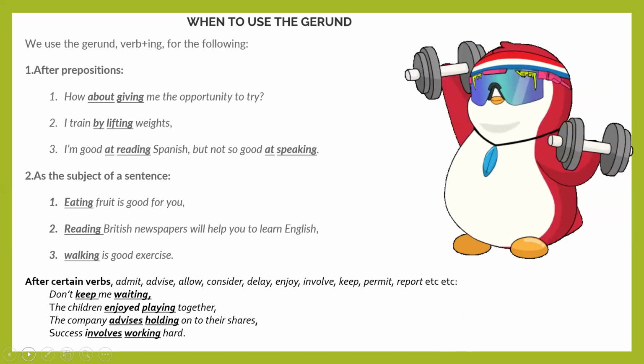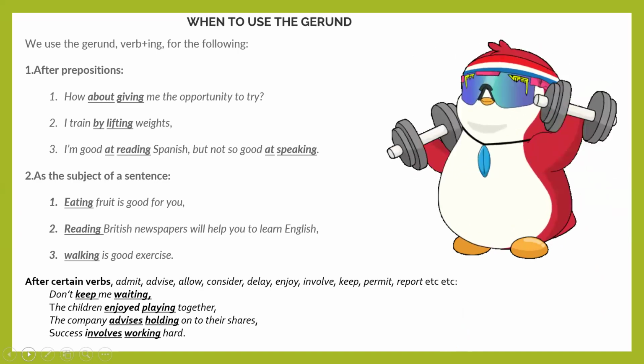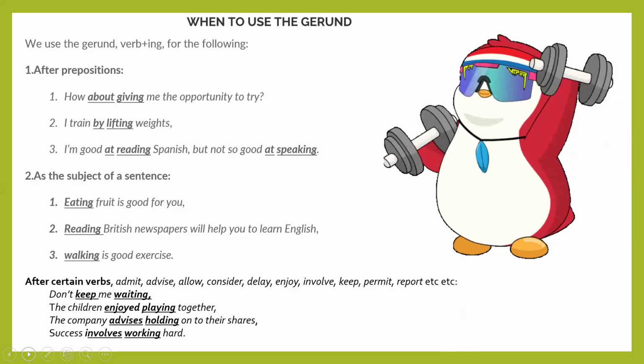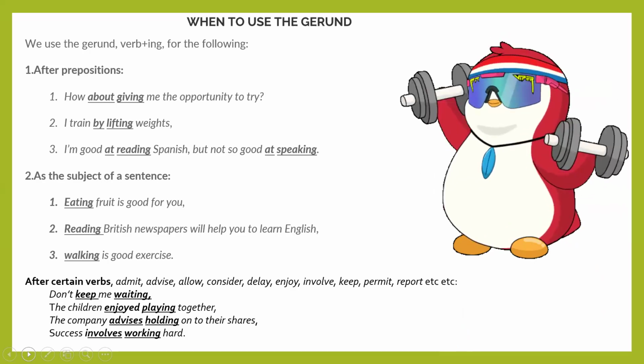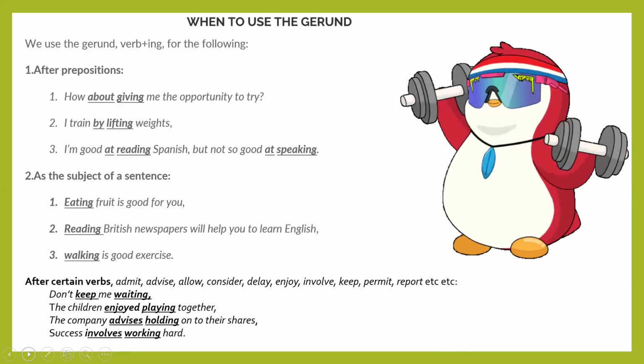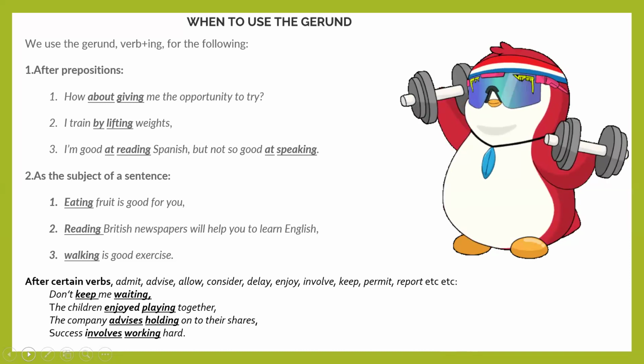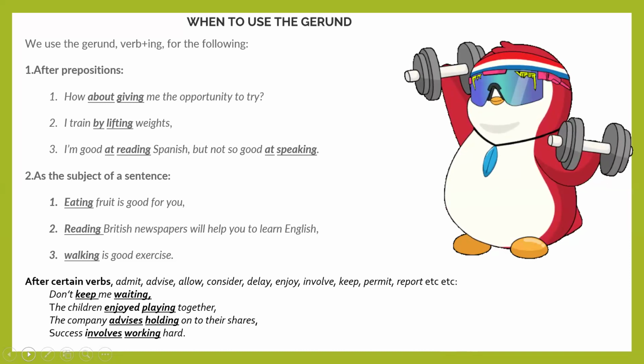After a preposition: how about giving me the opportunity to try? Here about is a preposition and giving is a gerund. Second example: I train by lifting weights. By is a preposition, lifting is a gerund. Third example: I am good at reading Spanish, but not so good at speaking. At reading, at speaking: at is a preposition in both cases.